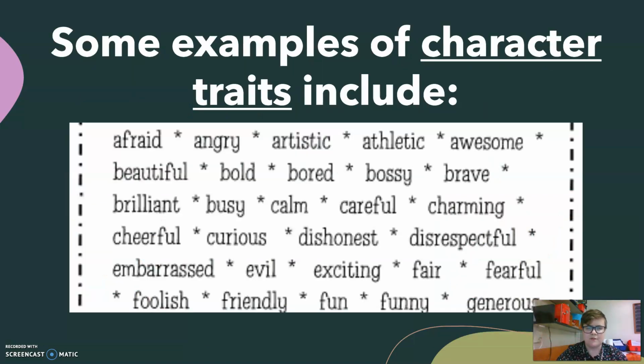Some examples of character traits include this list right here. So afraid, angry, bold, fair, evil, fun, funny. There are all kinds of words. They're all adjectives, which basically means a word that describes someone or something. So, angry, charming, brave, foolish, all adjectives, all character traits that we use to describe our characters.